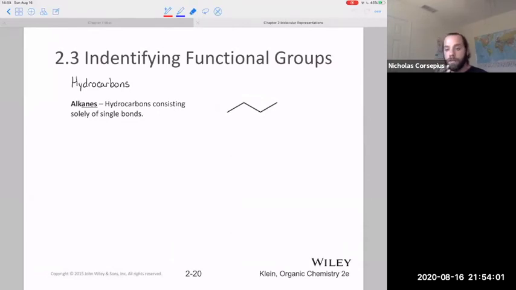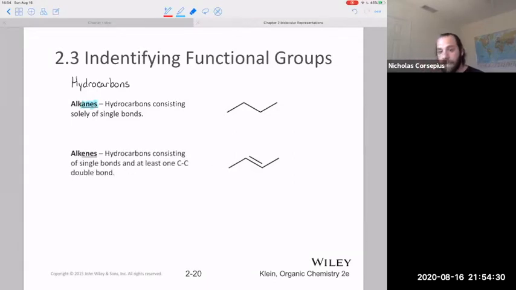What we've been building a lot of lately have been these hydrocarbons, and specifically ones that only contain single bonds. Those are what are called alkanes. This "ane" ending is going to be really important here. An alkane is a hydrocarbon that consists only of single bonds. So then what if we introduce a double bond? This is what we call an alkene. So now my ending has changed from "ane" to "ene." Alkenes are hydrocarbons. They can consist of single bonds, but they have to consist of at least one double bond.